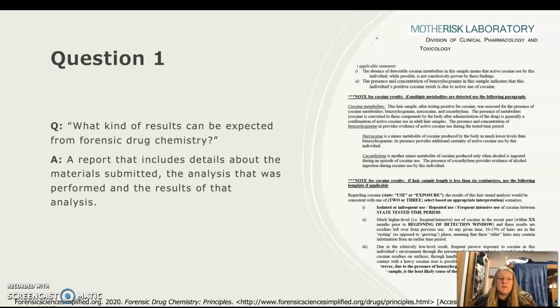Some commonly asked questions. The first question is, what kind of results can be expected from forensic drug chemistry? The answer is a report that includes details about the materials submitted, the analysis that was performed, and the results of the analysis. It also includes the weight of the package, the components inside, and each component found.